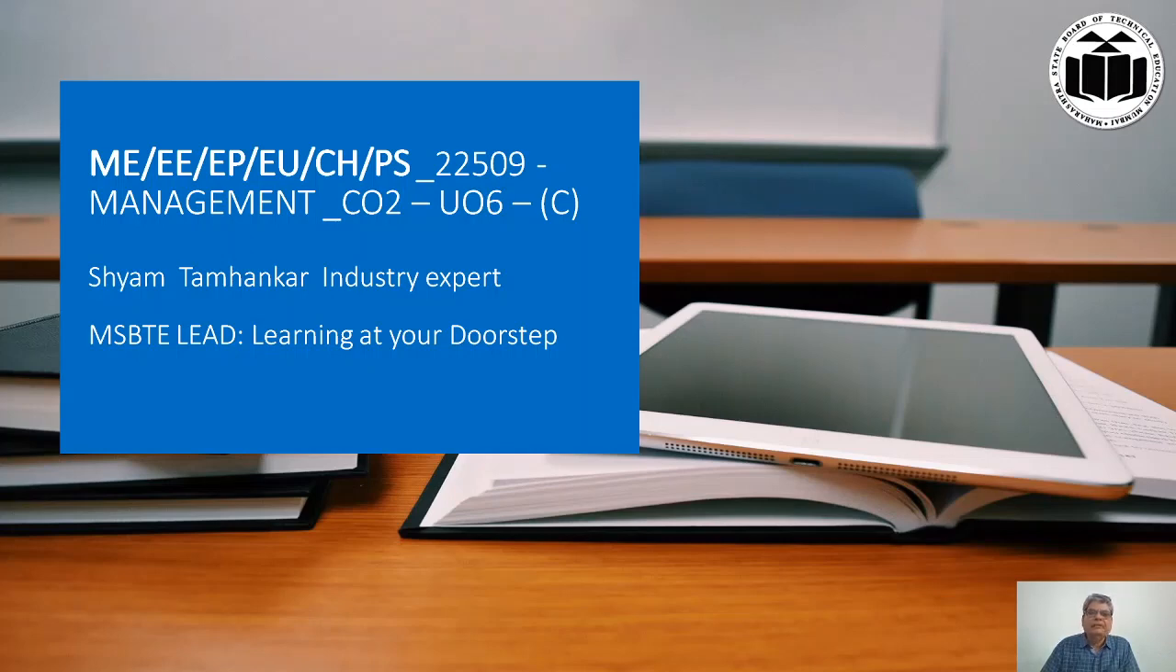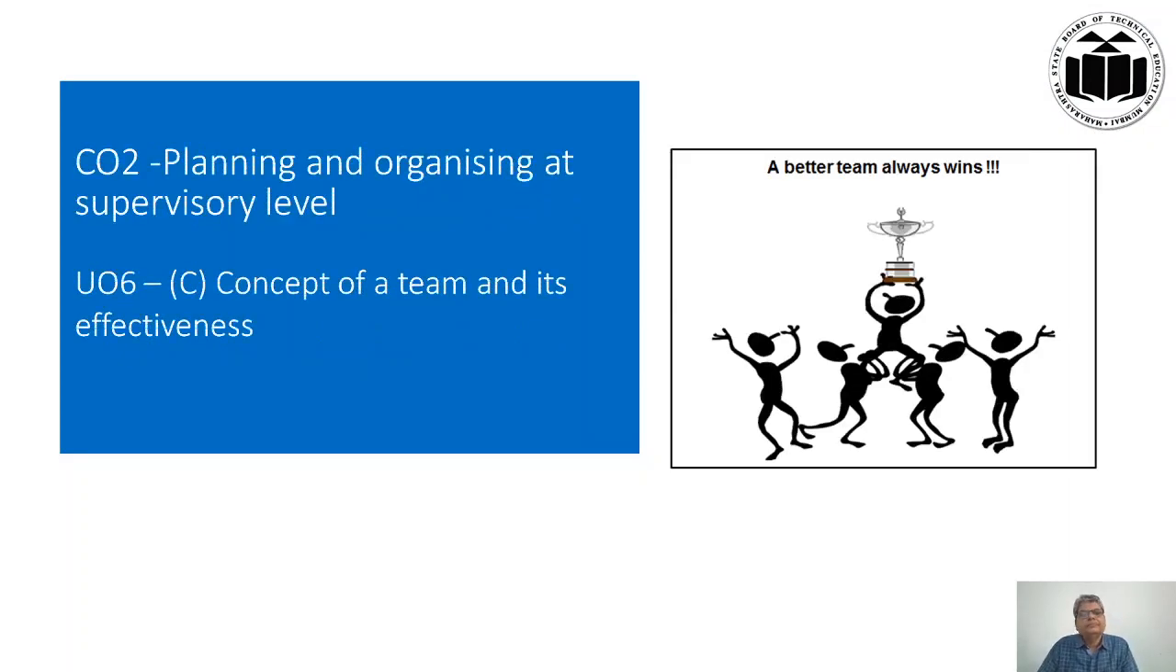Now we will deal with Course Outcome 2, Unit Outcome 6, Part C. Now in this part, we are going to learn about the concept of a team and its effectiveness. The picture shows that a better team always wins.